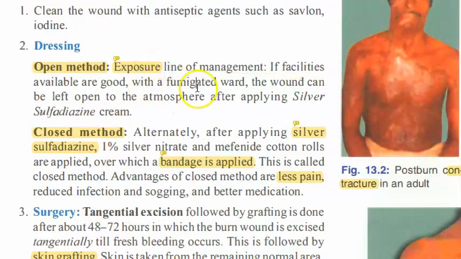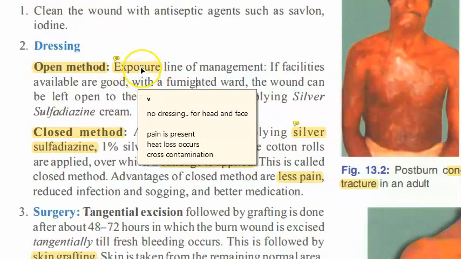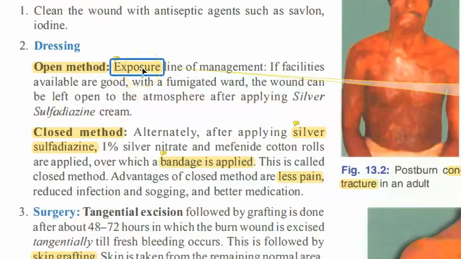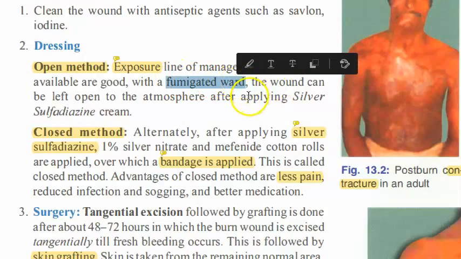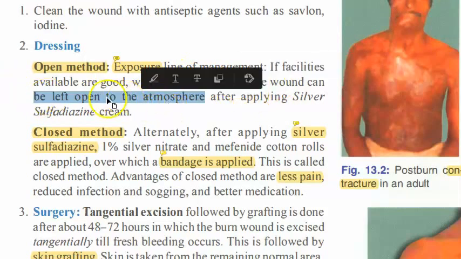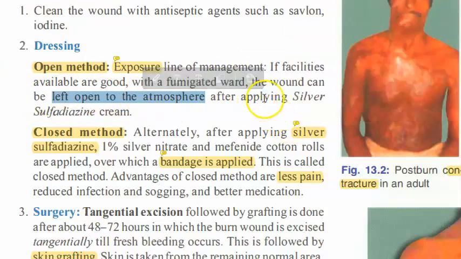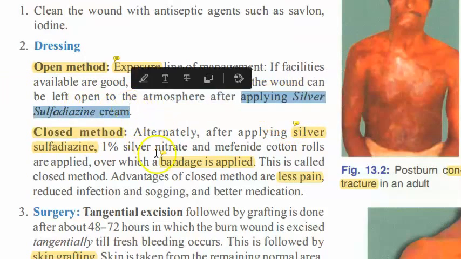So basically here, because there is exposure, there can be pain, or heat loss, or cross contamination because it's an open thing. If it is a fumigated ward, you can leave it open, so there'll be no fear of contamination. And you will also apply silver sulfadiazine, which is an antimicrobial.